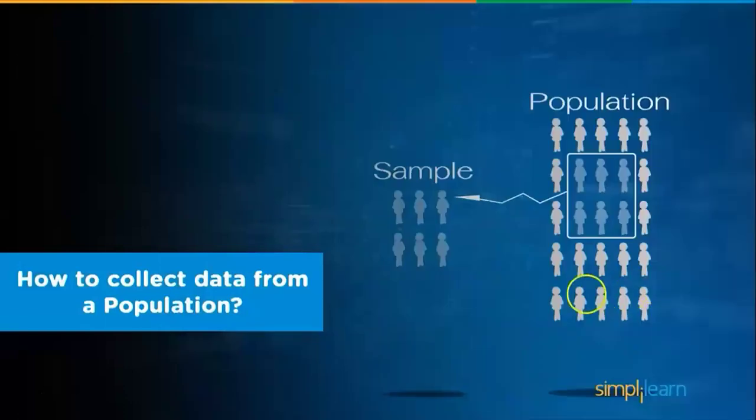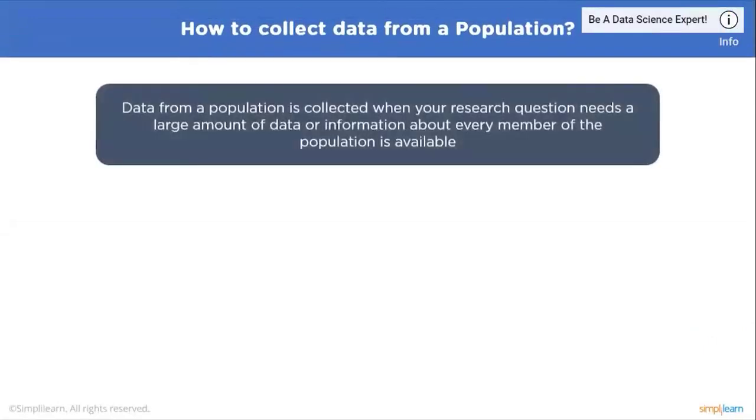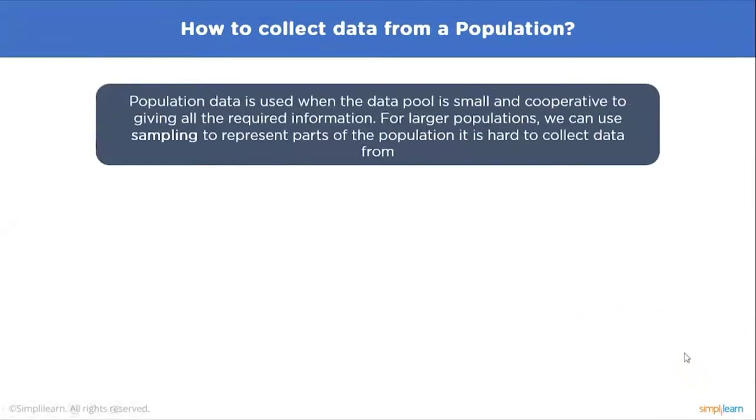Next, let's look at how to collect data from a population. Data from a population is collected when your research question needs a large amount of data or information about every member of the population is available. Populations are used when your research question requires it or when you have access to data from every member of the population. Usually, it's only straightforward to collect data from a whole population when it is small, accessible, and cooperative. Population data is used when the data pool is small and cooperative in giving all of the required data.